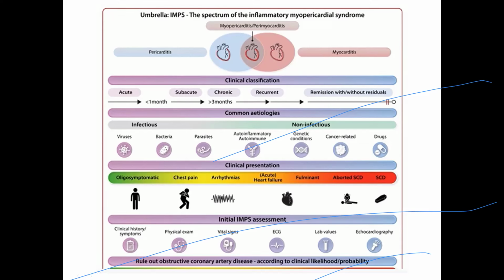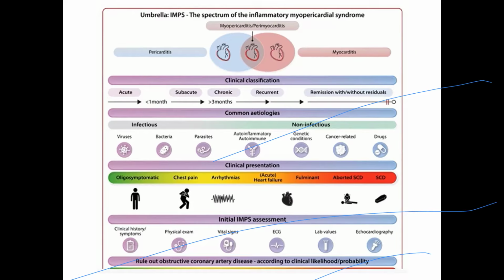The clinical presentation is quite diverse. It can vary from oligosymptomatic, like very mild symptoms. The patient can present with chest pain. We all know that the chest pain of pericarditis is pleuritic-like. It's quite sharp, it gets worse, and it radiates to the trapezius ridge. It gets worse when you lie flat and gets better with sitting forward. This is the typical, right?